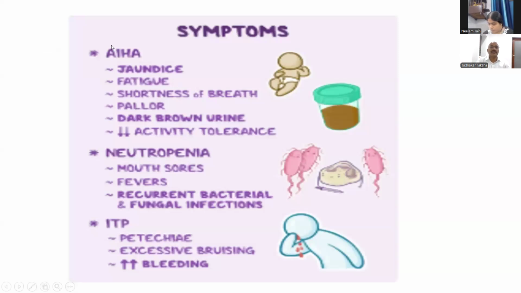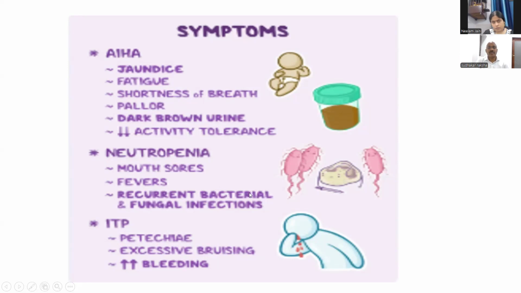So what are the symptoms of this Evans syndrome? In Evans syndrome, there is anemia. Anemia means there is pallor, fatigue, shortness of breath. Jaundice is also there. And these are the features: jaundice, shortness of breath, pallor, and fatigue. And dark brown urine is there. And sometimes there is neutropenia. Normally the absolute neutrophil count ranges from 2,500 to 7,500. But here the absolute neutrophil count is below 2,500. So the immunity decreases. When there is neutropenia, the immunity decreases.